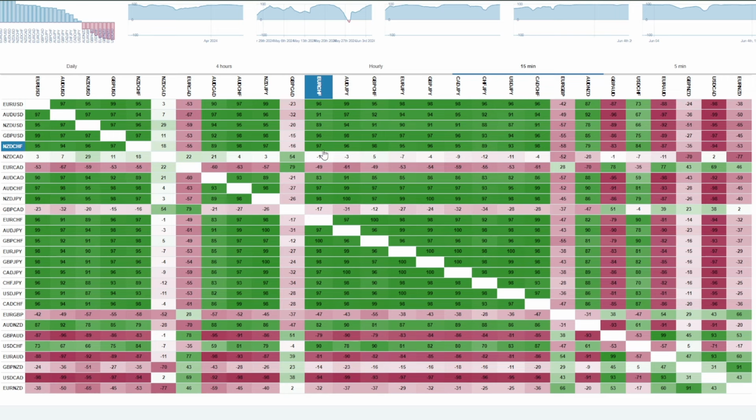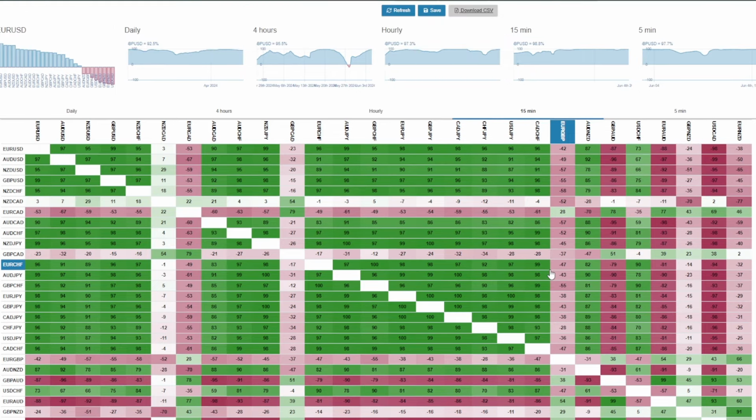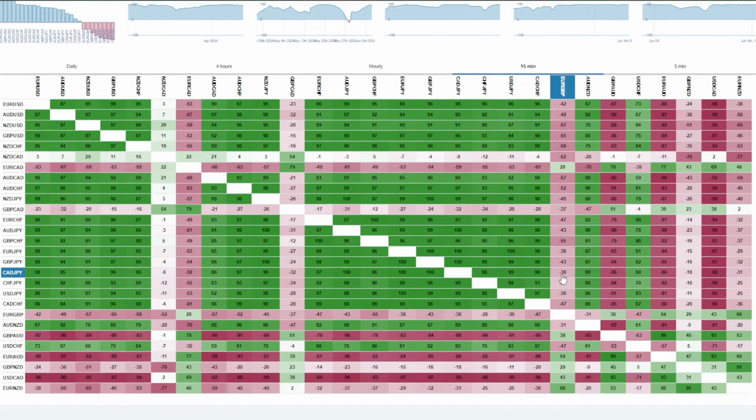Euro CHF and NZD CHF on the 50-minute move quite similar. Same for AD CAD and NZD CHF, they move quite similar as well. AD USD, Euro USD, you already know that moves in the same way. GBP/NZD, Euro NZD, they move in quite a similar fashion as well. But like I said, I'll link this table down below. Go ahead and check it out, guys.